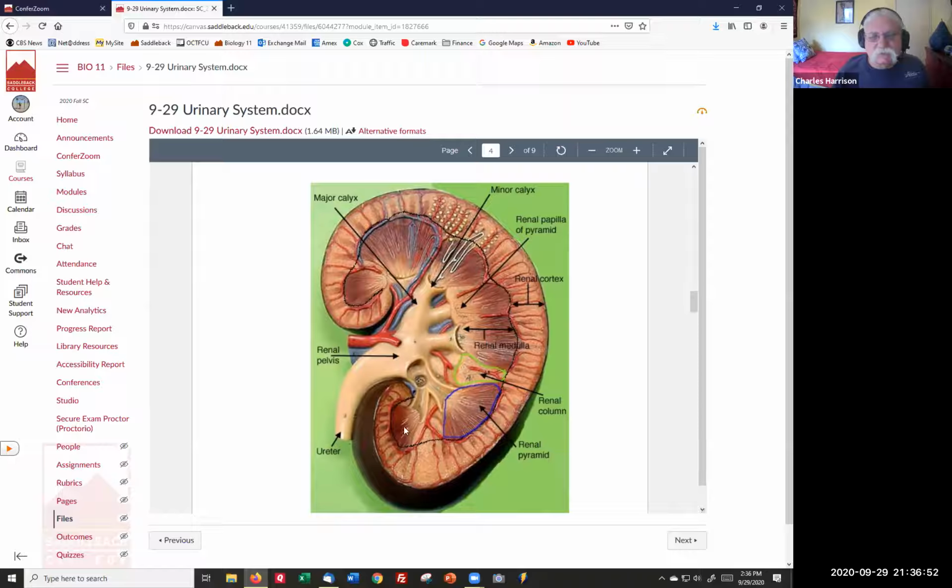You can count 1, 2, 3, 4, 5, 6, 7 renal pyramids in this model. The normal human body has about 10 or 11. It varies from people to people. They're not truly a pyramid shape. It looks like a pyramid in 2 dimensions, but really it's like candy corn. Okay, you all know candy corn, Halloween coming up.